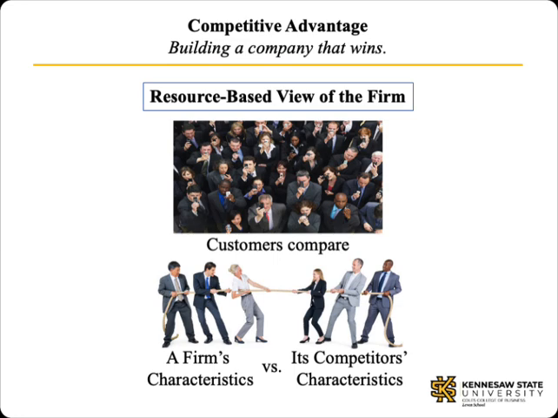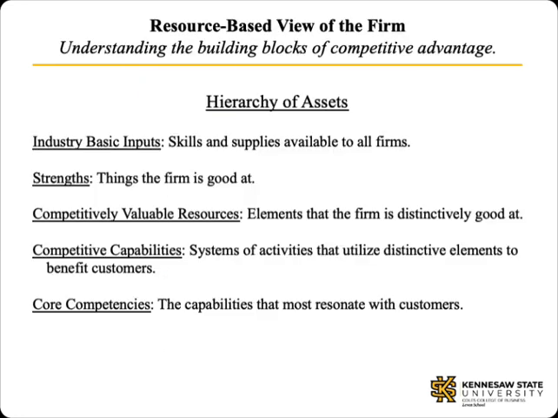We study distinctiveness through the resource-based view, which looks inside a firm to understand the attributes that cause customers to do business with it rather than its competitors. Let's begin with the terminology of the resource-based view. Basic inputs are the factors of production used by every firm in an industry. This is as simple as stating that engineering firms will have engineers on staff, manufacturing firms will own factories, and universities will employ instructors. Strengths are basic inputs that a firm believes it excels at.